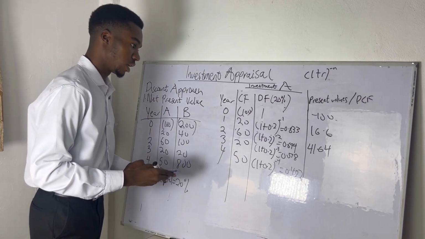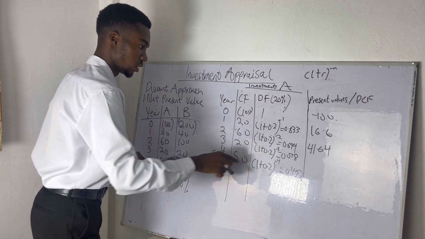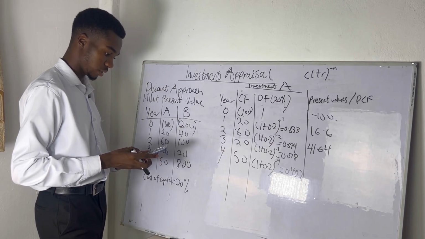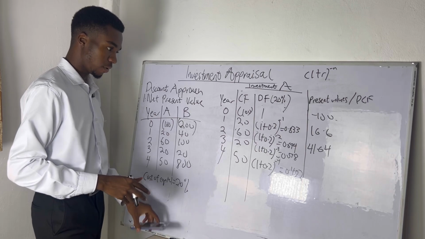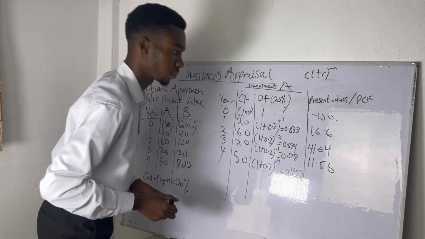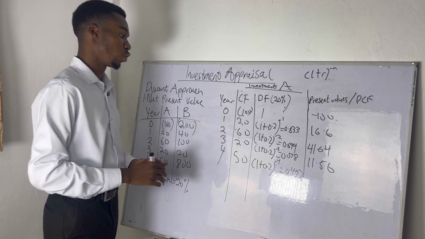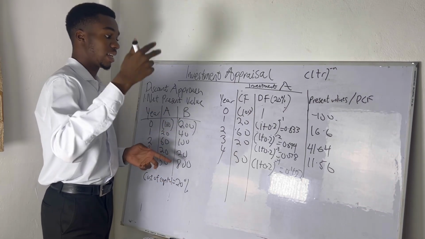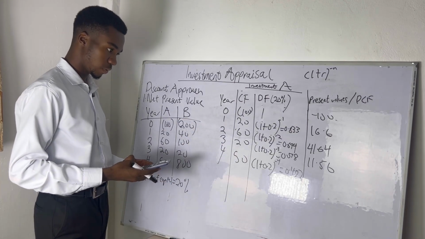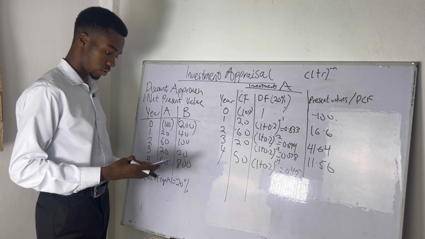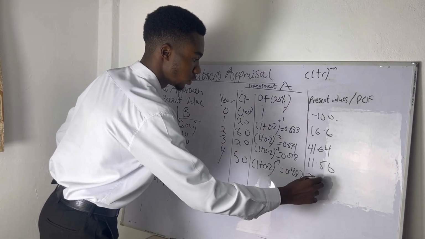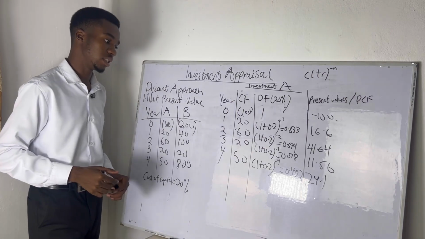Then year three is going to be 20 times 0.578. We are getting 11.56. So in year three, we're getting 20 cedis, but right now the value is 11.56. Then year four as well is going to be 50 times 0.482. We have 24.1. So as the years go, you see that the money keeps on reducing.